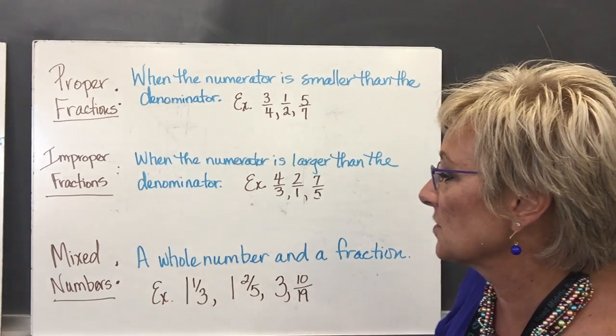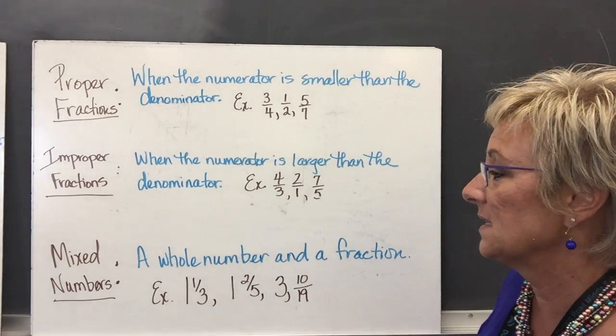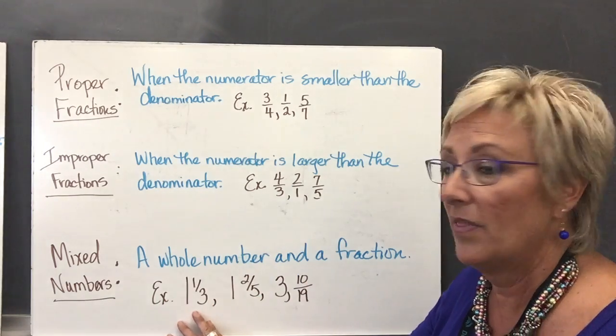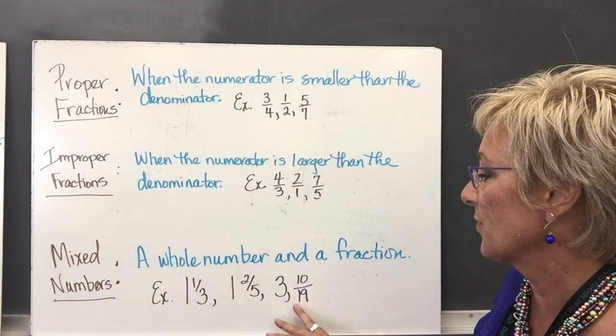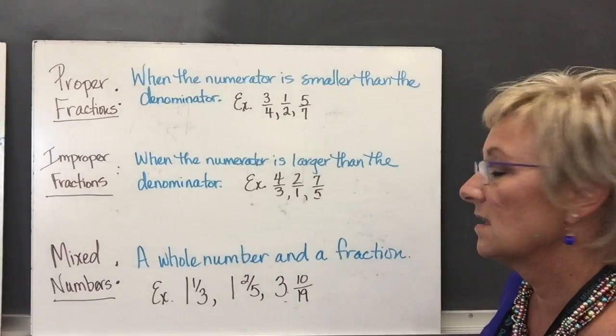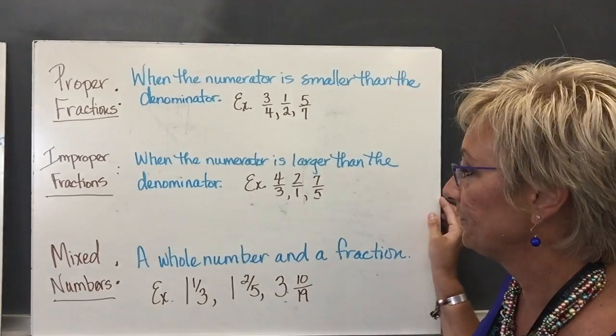When we have mixed numbers, we have a whole number and a fraction put together. 1 and 1/3 is a mixed number. 1 and 2/5 is a mixed number. And 3 and 10/19 is a mixed number.